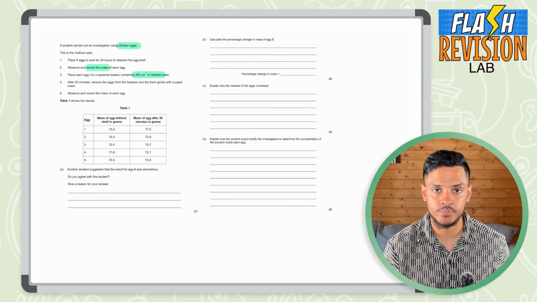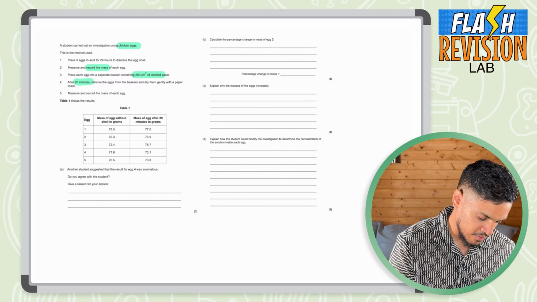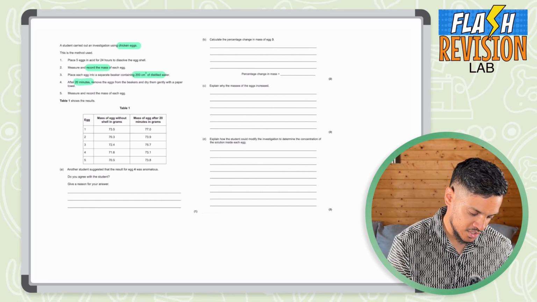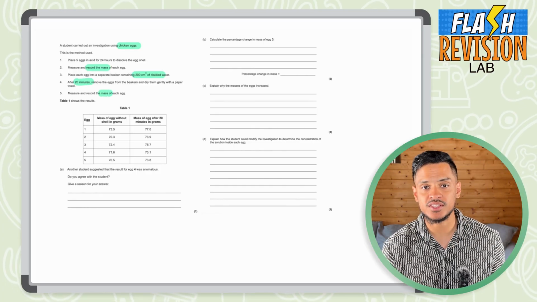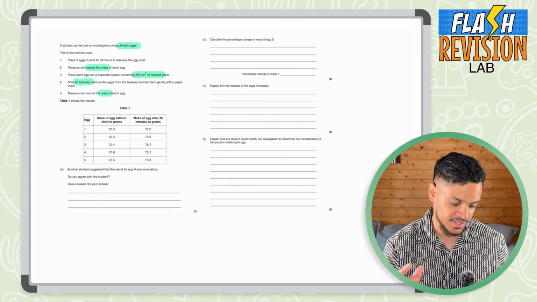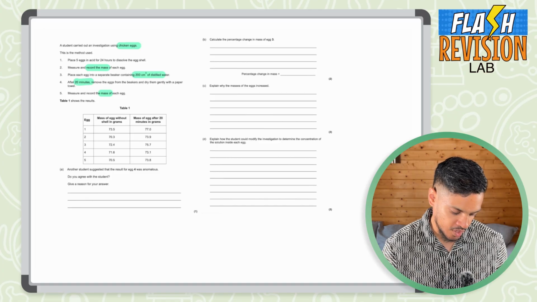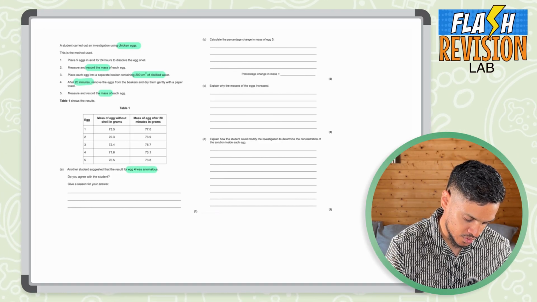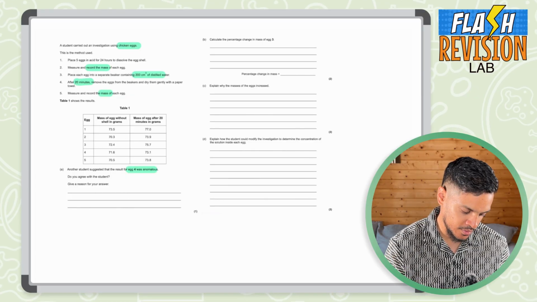That's just pure water. After about 20 minutes, we remove the eggs and pat them dry with a paper towel and measure the mass again. So this is just like the potato experiment. Instead, we're just using chicken eggs. So first question is, a student suggested that the results for egg 4 was anomalous. Do you agree with the student?